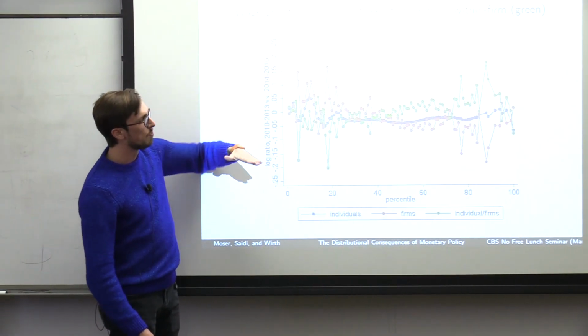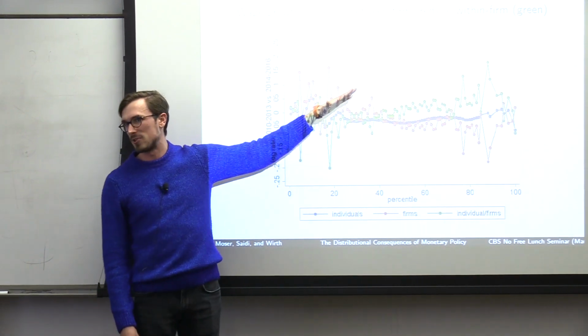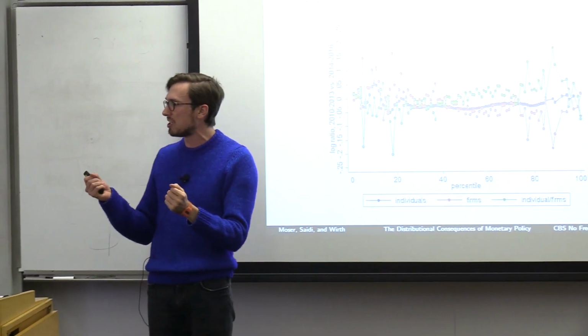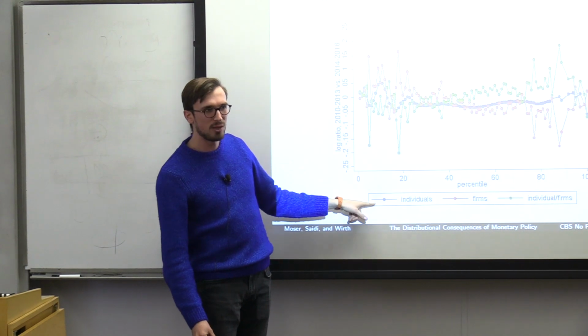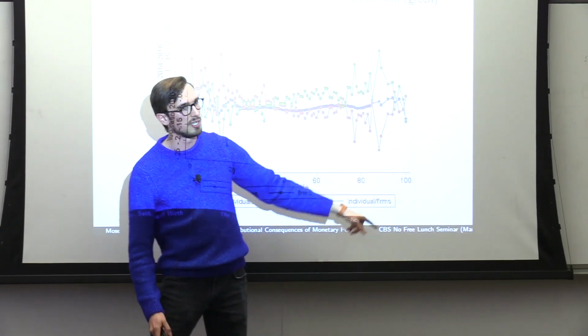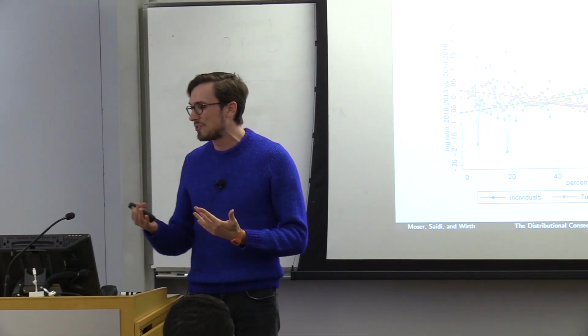Downward sloping red line, you might see now as well that the green line in turn is upward sloping. What does that mean? That means that within firm inequality, relative pay went down among the lowest paid employees and relatively went up among the highest paid employees.